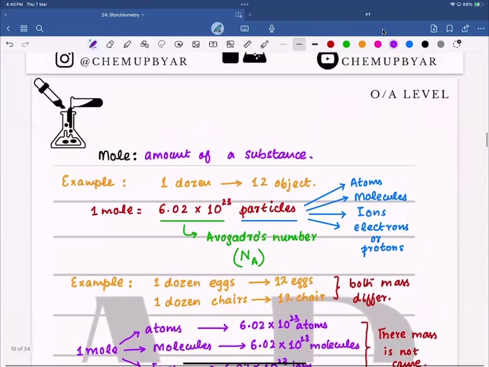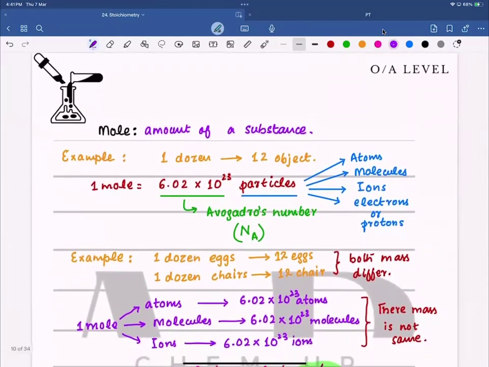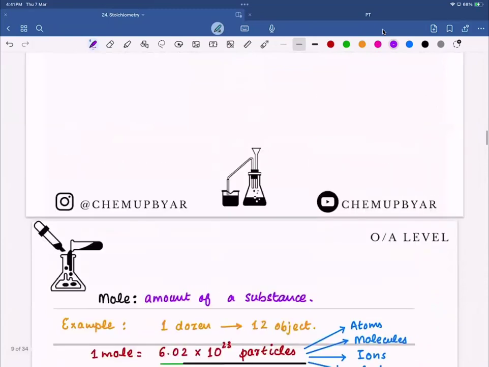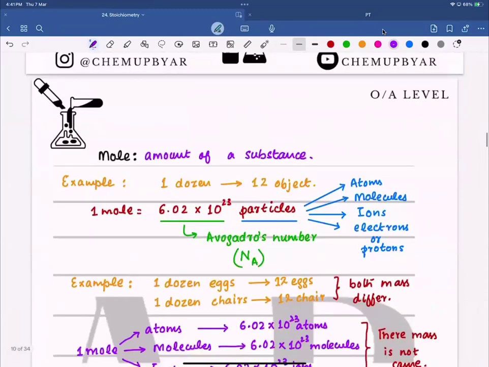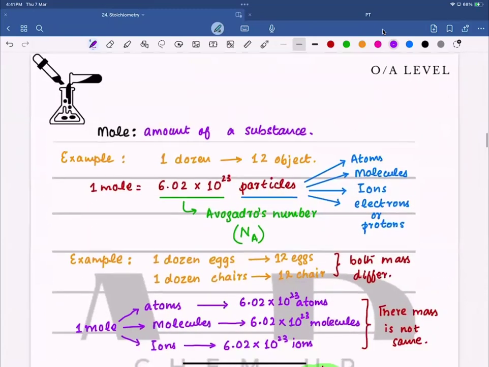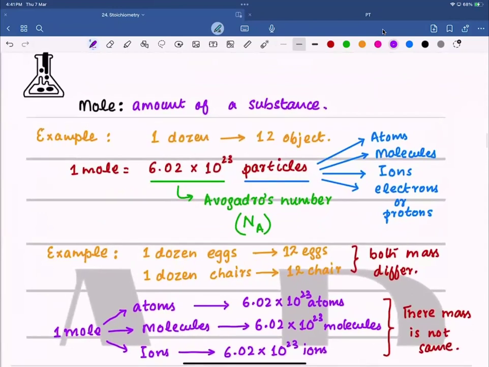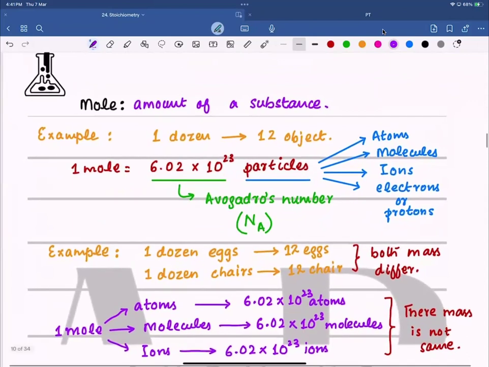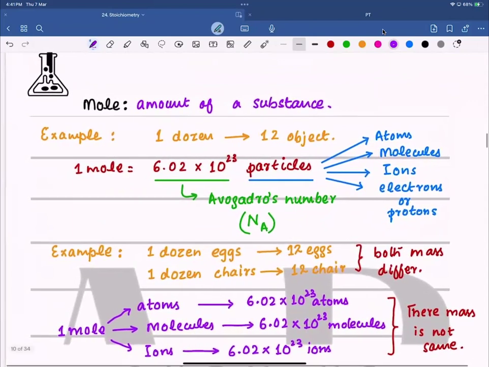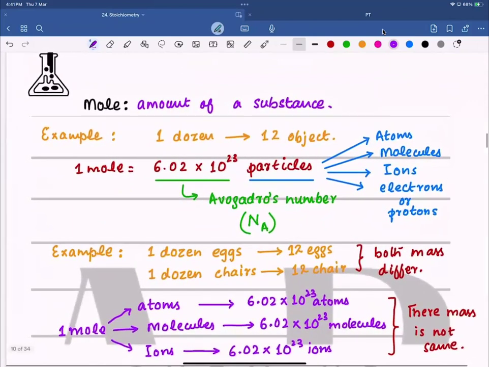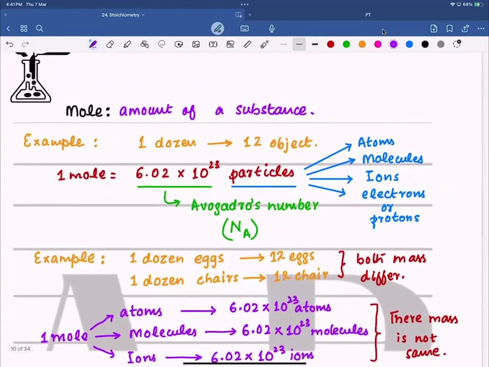Okay. So you have to understand what is mole. Basically, when we talk about moles, we are talking about the number of particles. You can relate it with the 1 dozen. For example, if we say 1 dozen for something, it means there are 12 things, so we are using the term 1 dozen, right?